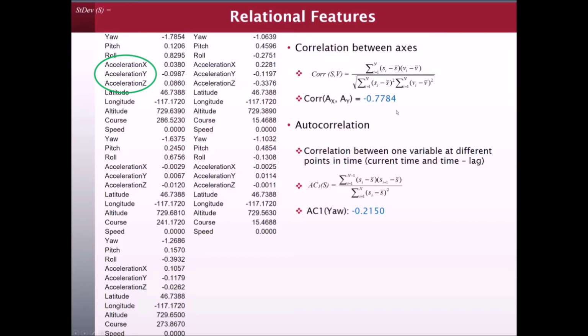In this case, we just show the correlation between axes X and Y, which is the value shown on the slide here. Similarly, we can look at autocorrelation, or the correlation between one variable at different points in time, so between the current time and time minus a lag value. So in the formula for autocorrelation, we indicate with a subscript the lag value that we are using. In our particular example, we'll look at autocorrelation with a lag of 1, or subscript of 1, and we compute that for Ya, as seen here. That lets us know what the relationship is between the value over time with respect to the observed values.